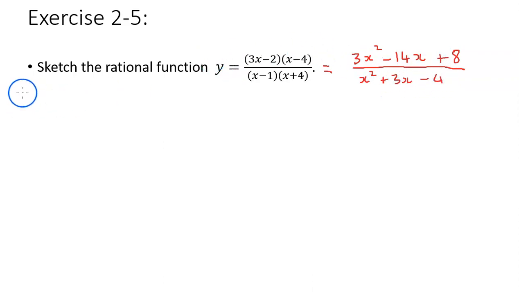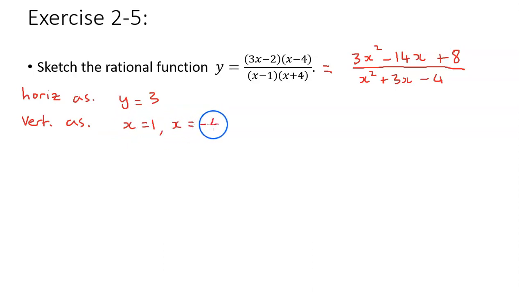Okay, so we immediately know that there's a horizontal asymptote, that is y equals 3. We can see from the non-expanded form, the linear factor form, that we have two vertical asymptotes, x equals 1 and x equals negative 4.